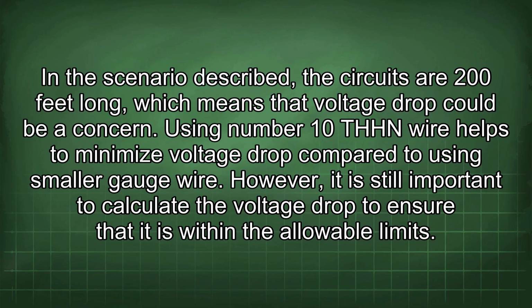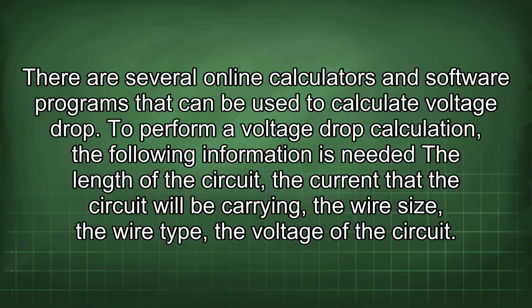In the scenario described, the circuits are 200 feet long, which means that voltage drop could be a concern. Using number 10 THHN wire helps to minimize voltage drop compared to using smaller gauge wire. However, it is still important to calculate the voltage drop to ensure that it is within the allowable limits. There are several online calculators and software programs that can be used to calculate voltage drop.